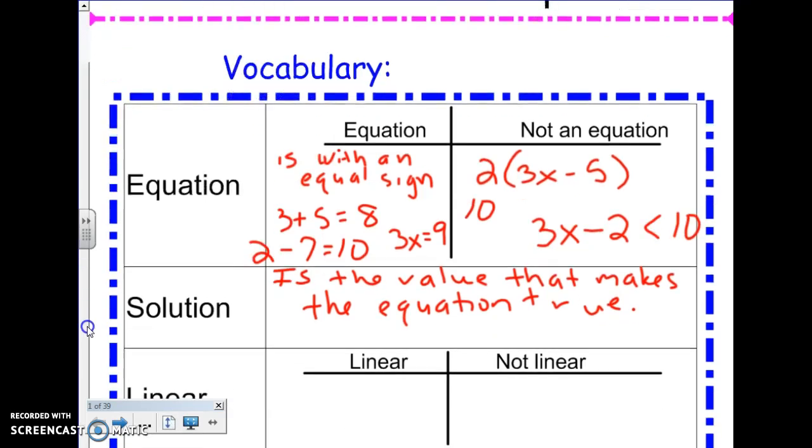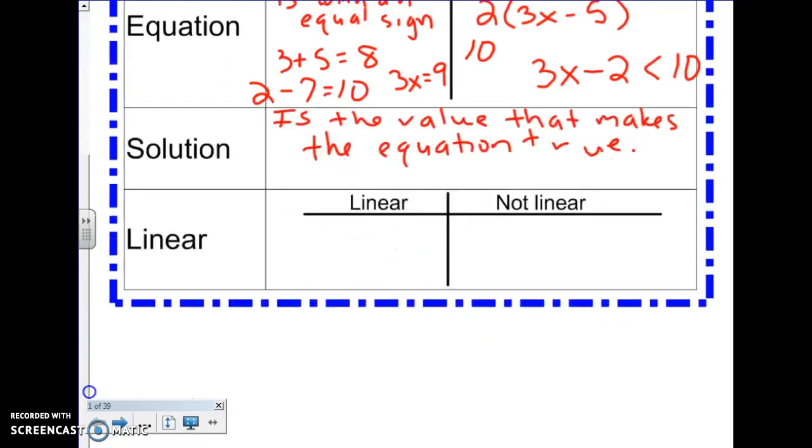It makes it true. All right, and then lastly, before we jump into solving linear equations, it might be nice to know what a linear equation is. We're going to be graphing them later on in the year. A linear equation is basically something that makes a straight line. And you can spot it just by looking at the equation by knowing that the variable has an exponent of 1.